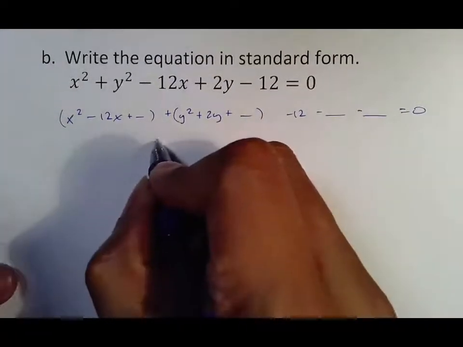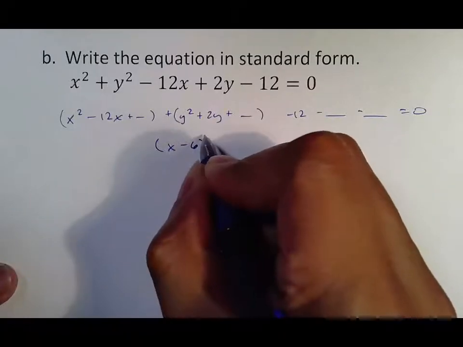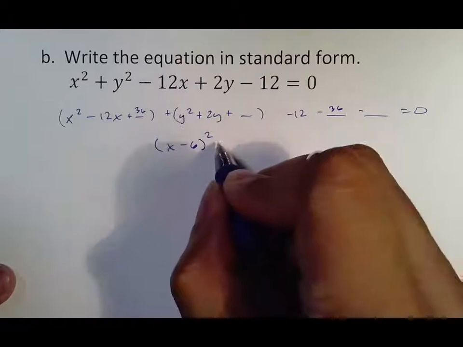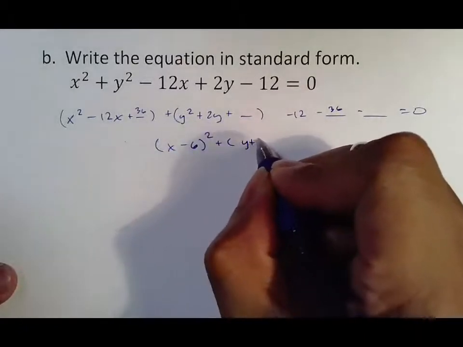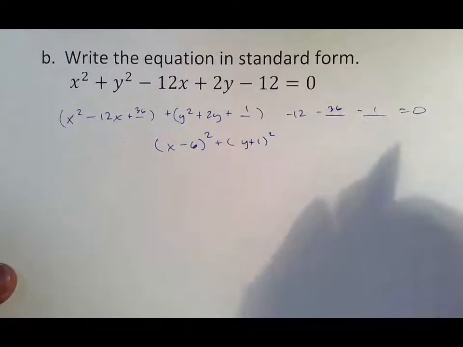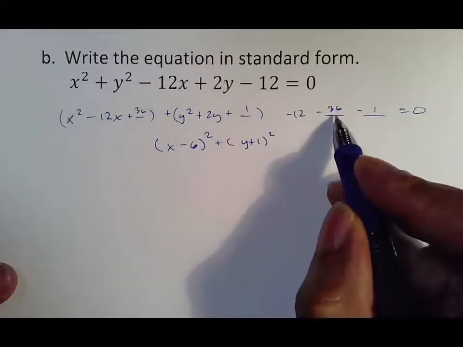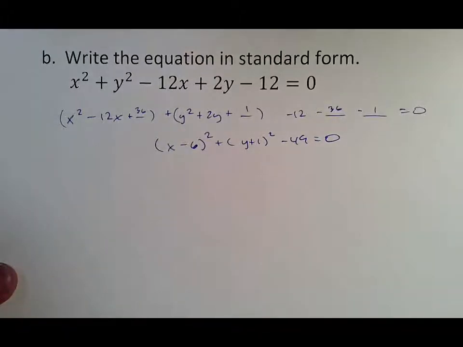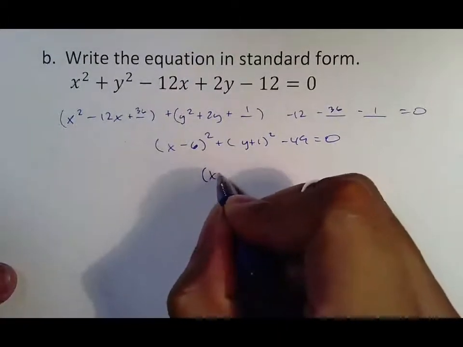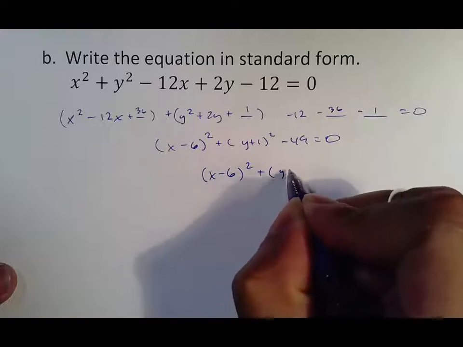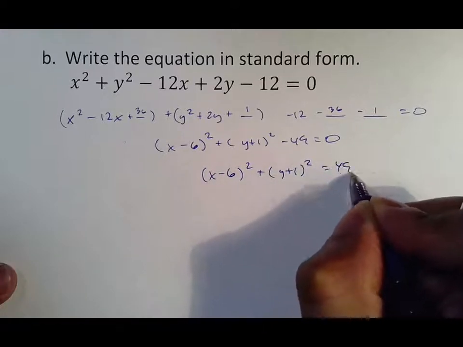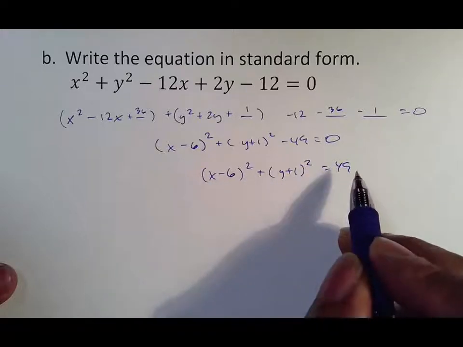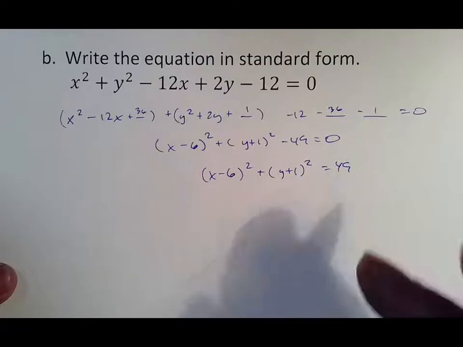From there, do that completing the square process, which is x minus 6 squared, which means 36. This would be y plus 1 squared, which is 1. That's going to be -48, -49. And again, because we know this is a circle, you're going to do your x minus 6 squared plus y plus 1 squared equals 49. Center at 6, -1, and radius of 7. Remember, that's not going to be 49, it's going to be 7.